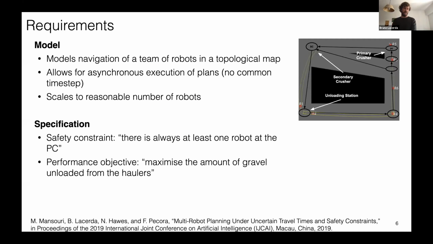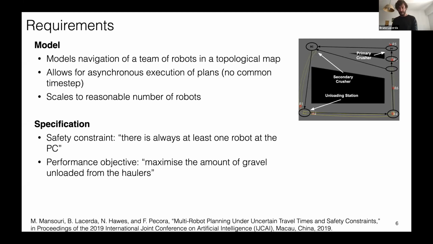In terms of specification, here we also have a slightly rich specification that considers the trade-off between two things. First, we have a safety constraint. So we want to ensure that there is always at least one robot at the primary crusher. So there's always one robot underneath the primary crusher, and there's no spillage. On the other hand, we want to maximize the amount of gravel that's unloaded from the haulers.